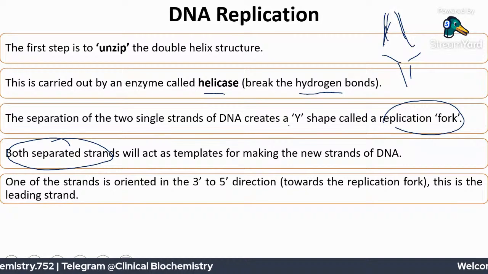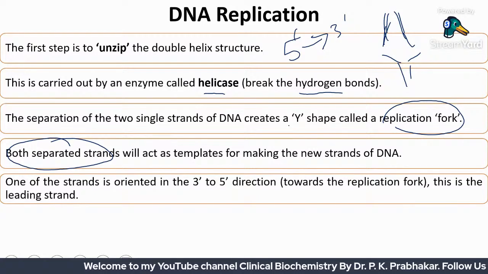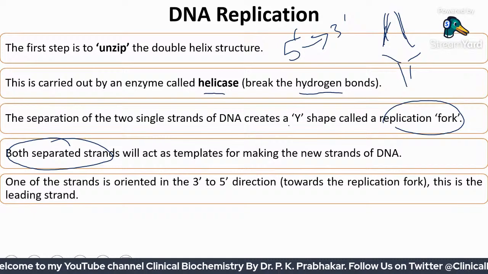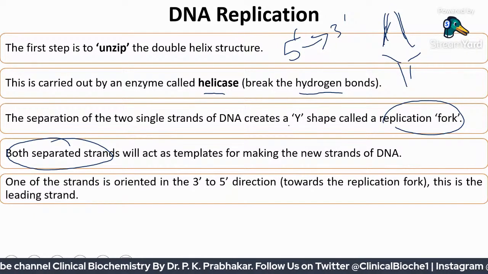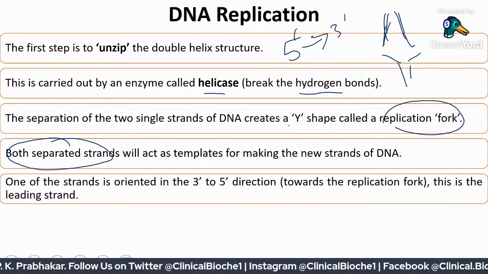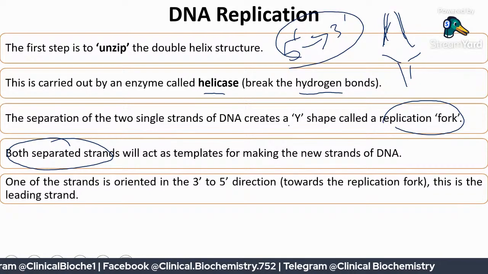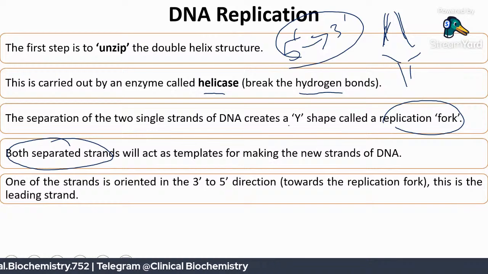But on both the strands, the direction is 5 prime to 3 prime only. So this direction is always maintained for all four types of polymerases, either DNA polymerase or RNA polymerase: DNA dependent DNA polymerase, DNA dependent RNA polymerase, RNA dependent DNA polymerase, or RNA dependent RNA polymerase. In all four cases, this direction needs to be maintained. Every time a new nucleotide is added, it is added only at the 3 prime end.